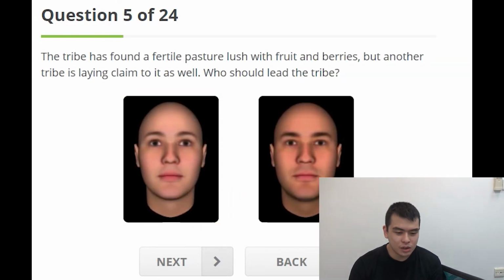The tribe has found a fertile pasture lush with fruit and berries, but another tribe is laying claim to it as well. Who should lead the tribe? I think this guy. One of the married women of the tribe has been having an affair with a warrior from a different tribe. Who should determine the tribe's fate?